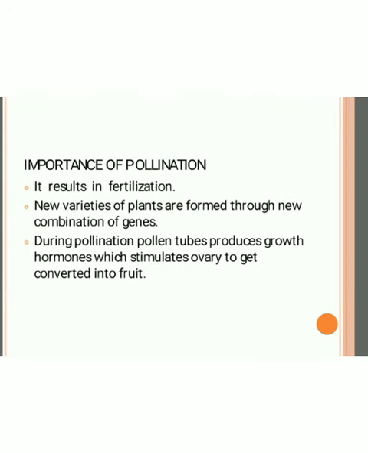And what is the importance of pollination? First, it results in fertilization and stimulates the ovule to get converted into seed. And second is, new varieties of plants are formed through new combination of genes. And during pollination, pollen tubes produce growth hormones which stimulate the ovary to get converted into fruit.